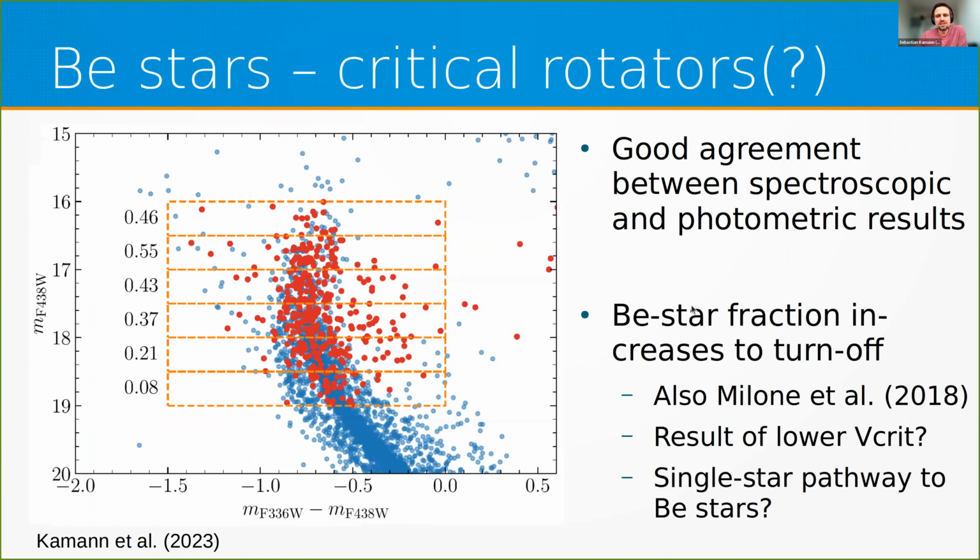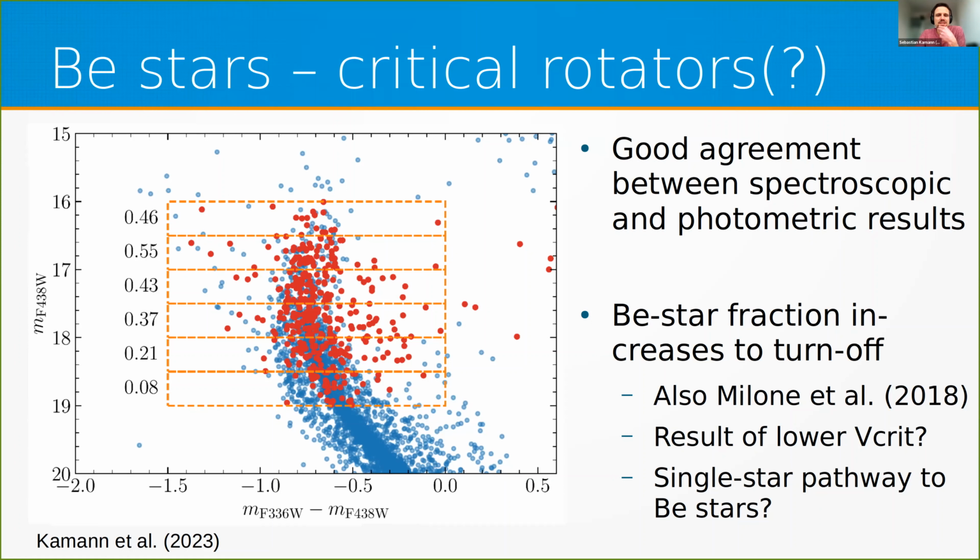But what's really interesting is that the BE star fraction strongly increases toward the turnoff. So going from only of the order of 10% at the lowest mass bin to something like 50% at the highest mass bin. This is something that has also been found, for example, in a study by Milone et al. based on HST photometry. But then you ask yourself, could this be caused by the lowering of the critical velocity? So that basically as the star approaches the main sequence turnoff, it becomes a BE star. And could this then be the single star pathway to a BE star?